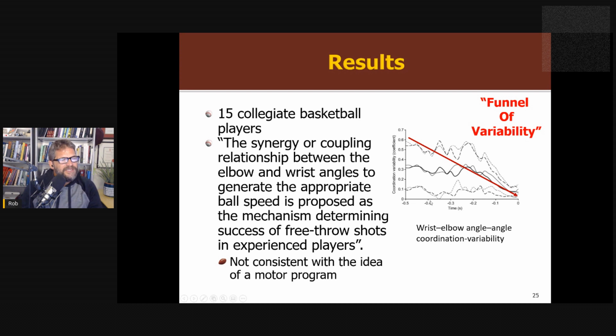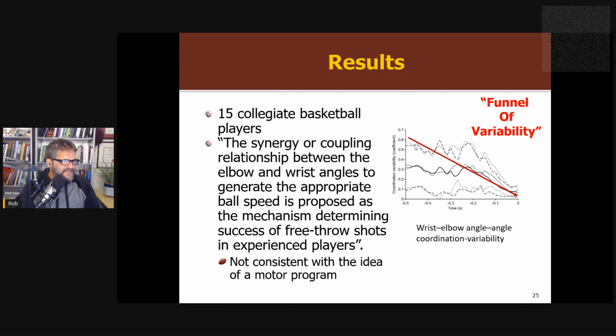This is showing the relationship between the wrist and elbow angle, and how the variability between them changes. What they found is the classic, what we call in the ecological approach, the perspective control, the funnel of variability. The variability between these two things is going down as you go through the shot.